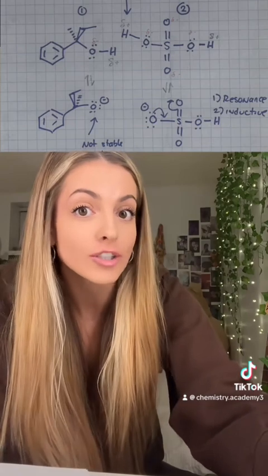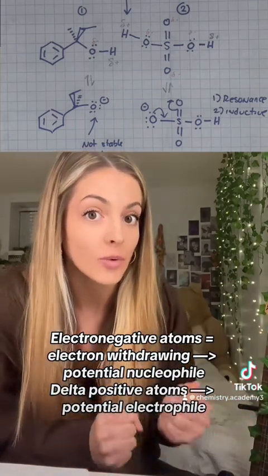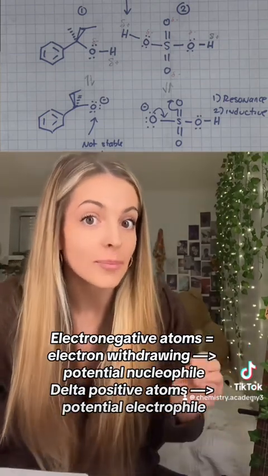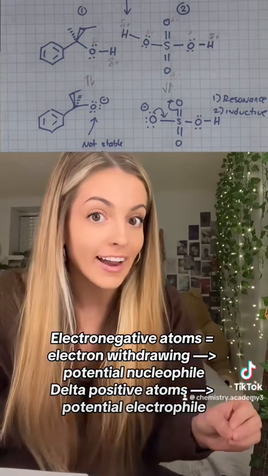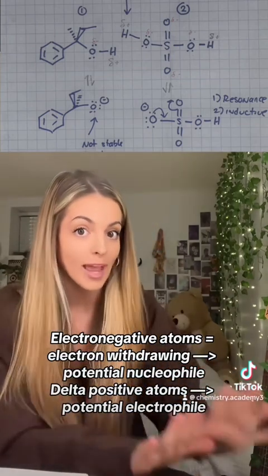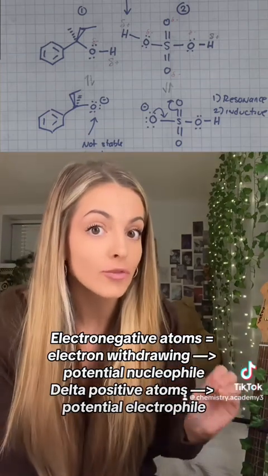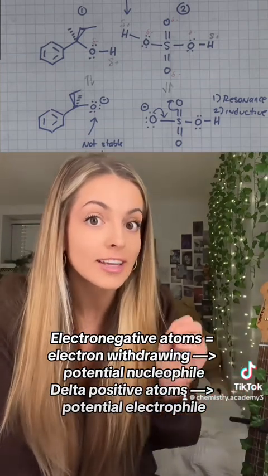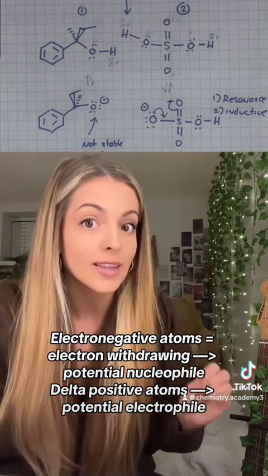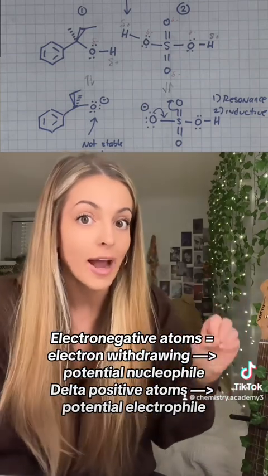So what atoms want electrons, hence are electronegative, withdrawing, delta minus, and what atoms are delta plus because they're beside a delta minus atom, hence their electrons are being taken from them, delta positive. Your delta minus things are potential nucleophiles because nucleophile is nucleus loving, hence minus charge. Your electrophiles are going to be the possible delta plus things, hence the things getting attacked by the nucleophile.